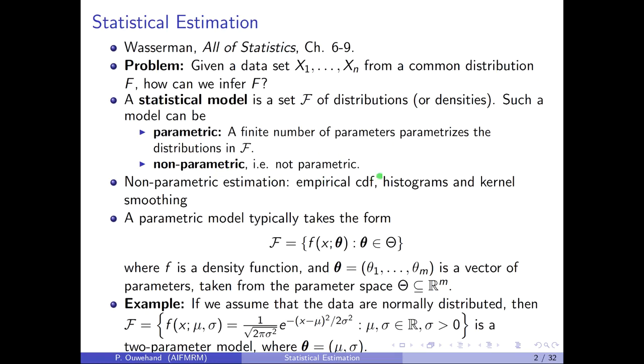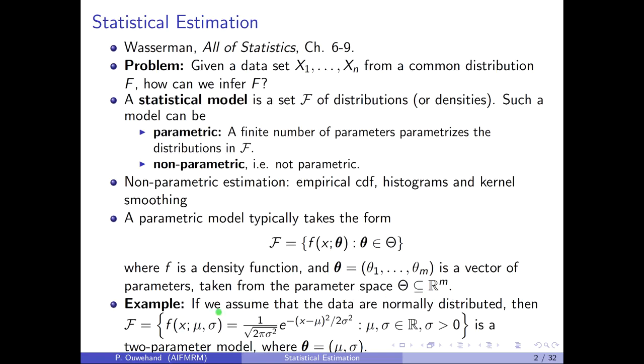Non-parametric just means not parametric. Some non-parametric estimation that we've already done is obtaining the empirical CDF, histograms, and kernel density estimates. A parametric model typically takes the following form. It's a collection f of density functions, say, characterized by some parameters theta. Each of these thetas is a vector of parameters which may belong to a certain set. In other words, f is a density function and theta here is a vector of possible parameters taken from some subset of R to the m.